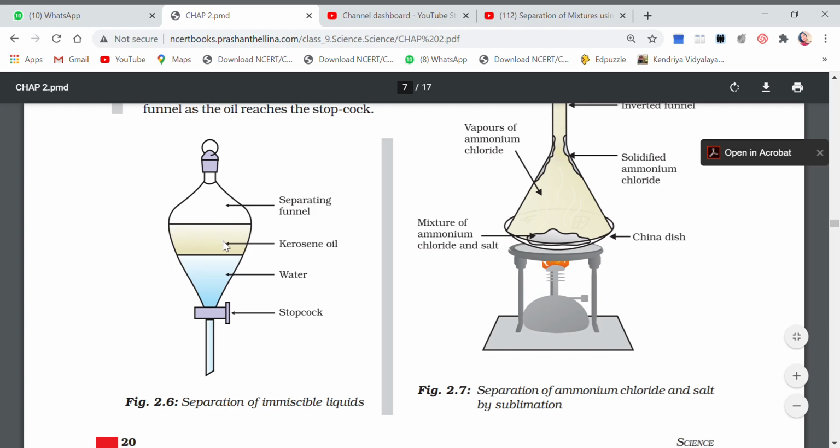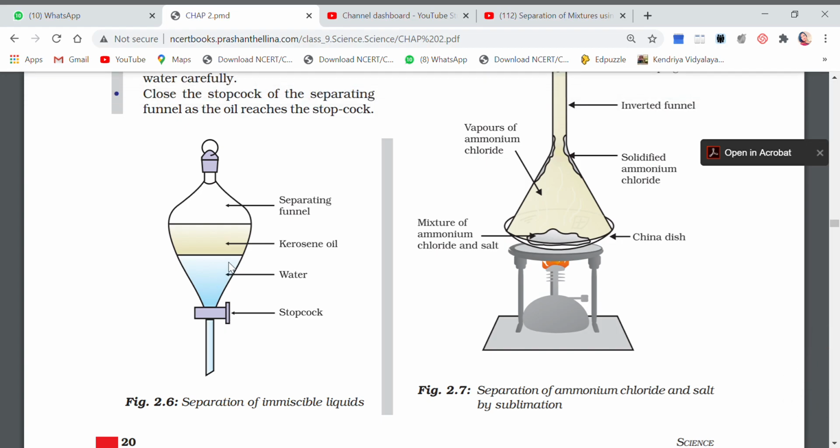Now what we will do is place a beaker here, and we will open the stopcock. As soon as we open the stopcock, the water from here will move to the beaker. Now you have to be careful that as the water comes down and is emptied into the beaker, the oil will start coming down. So you have to see that as soon as the oil reaches here, you close the stopcock. Otherwise the oil will also come into the beaker. So you have to be careful.